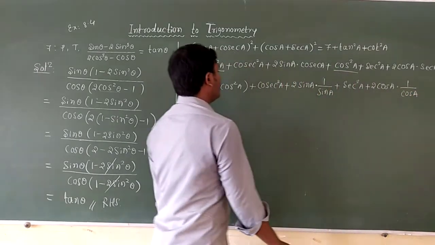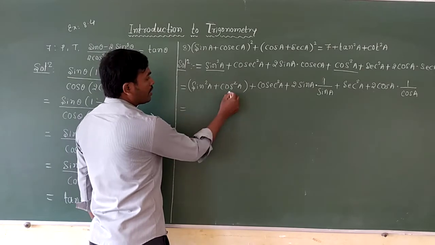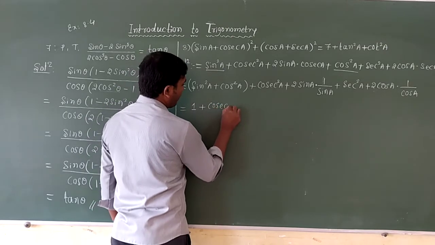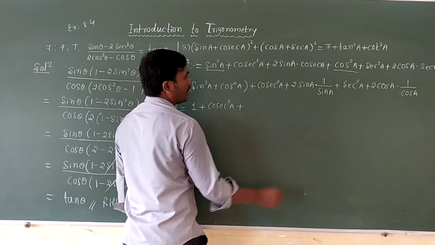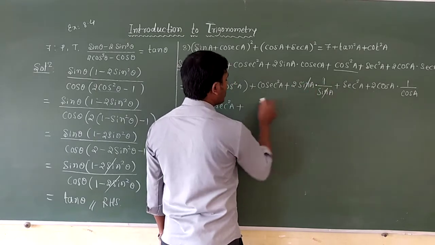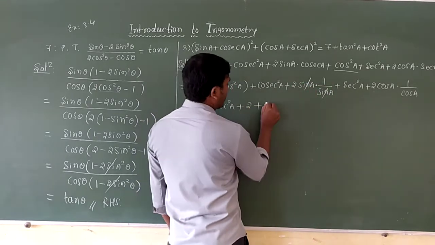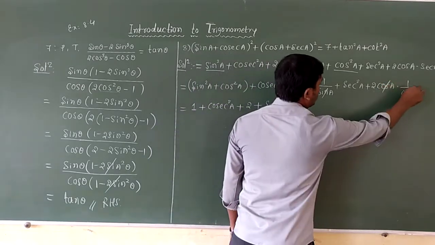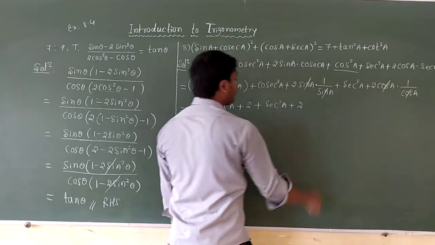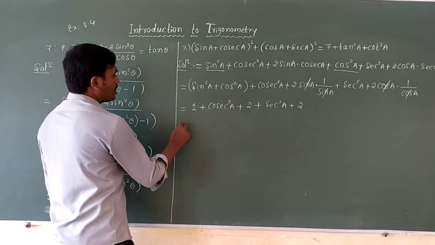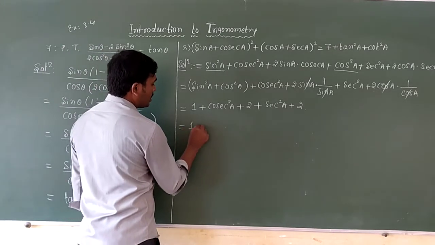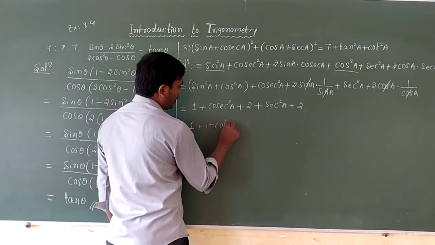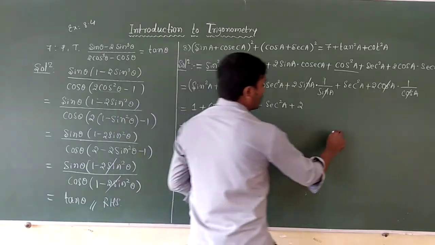So this is equal to sin square A plus cos square A is equal to what? 1, plus cosec square A, plus, here sin A gets cancelled, 2 ones are 2, plus sec square A, plus, here cos A gets cancelled, 2 into 1 is 2. So this is equal to 1 plus cosec square A, which can also be written as what? 1 plus cot square A. We know the identity. Cosec square A is equal to what?